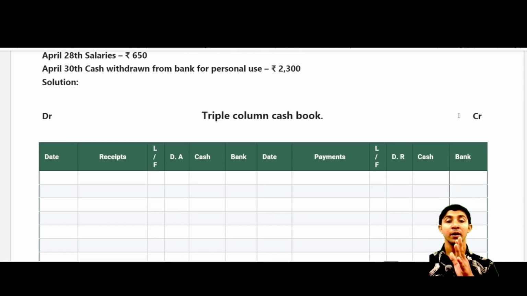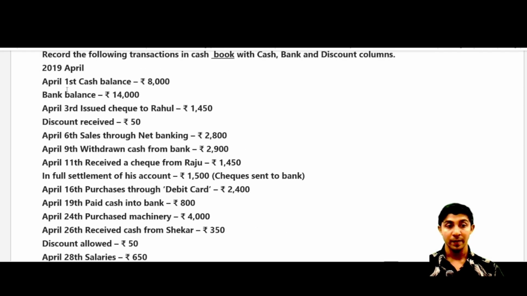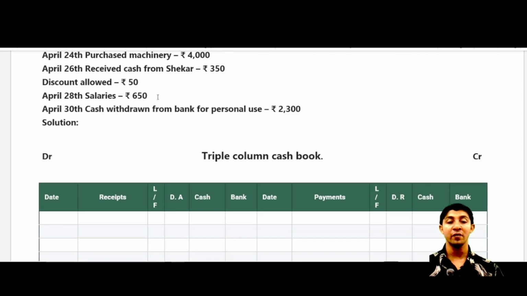This cash book consists of two sides. On the debit side, we need to draw 6 columns: Date, receipts, LF, discount allowed, cash, bank. Similarly, on the credit side, we need to draw date, payments, LF, discount received, cash and bank. Now let us move towards the 1st of April 2019. Cash balance and bank balance. ठीक है? So these both are our asset. Asset का हमेशा debit balance रहता.